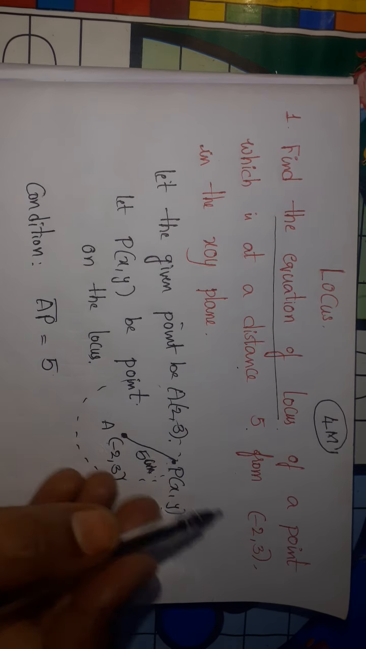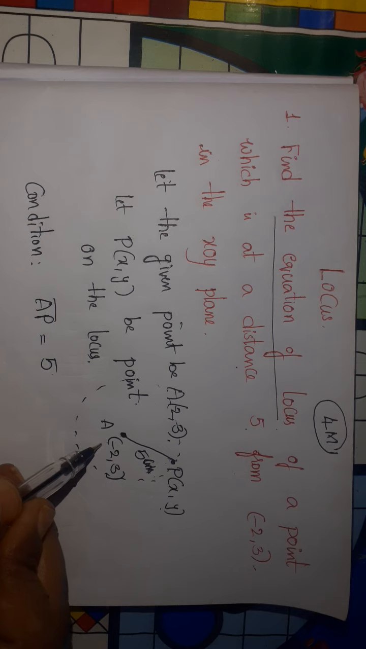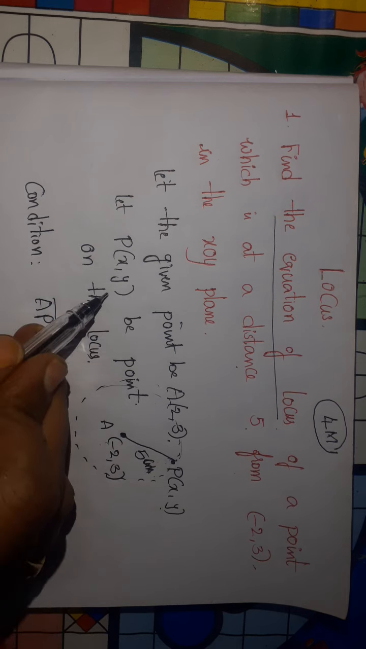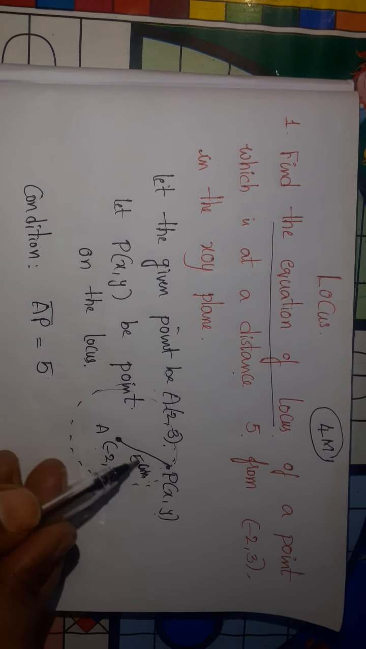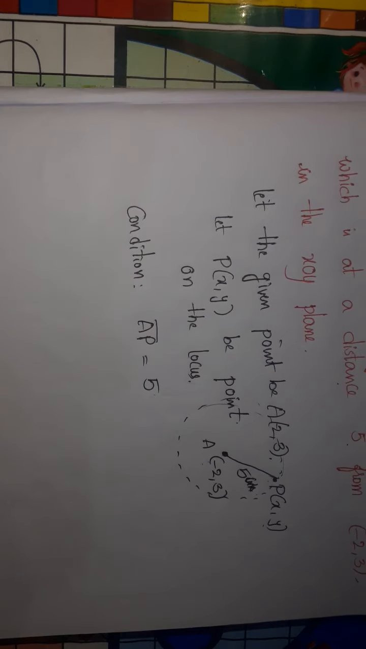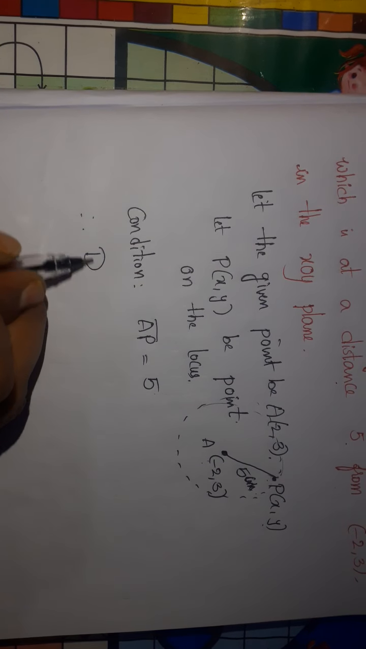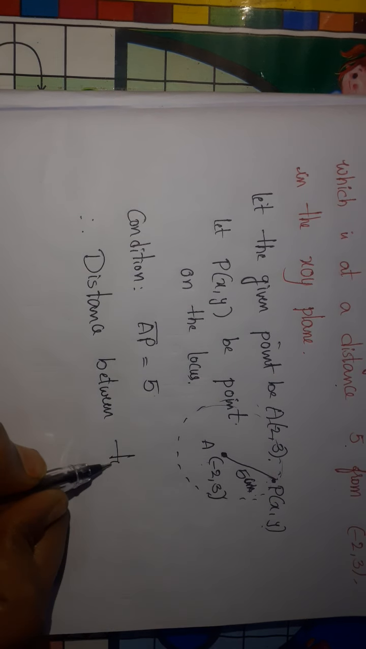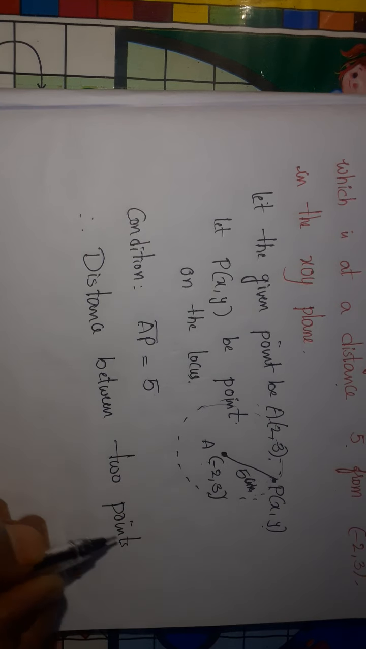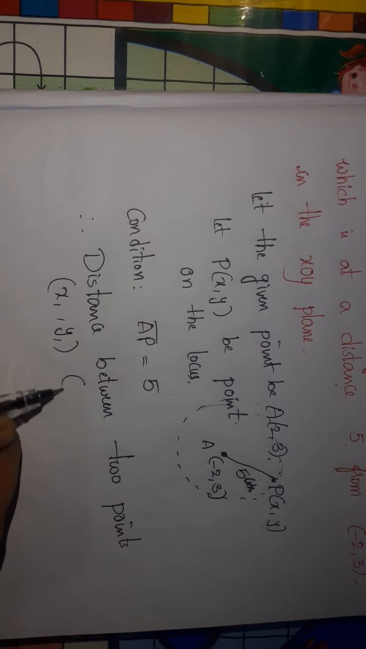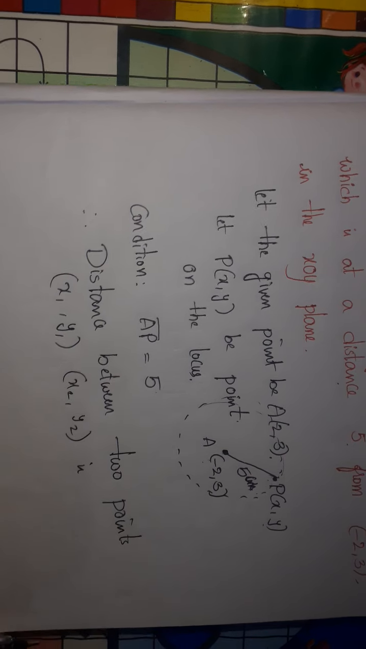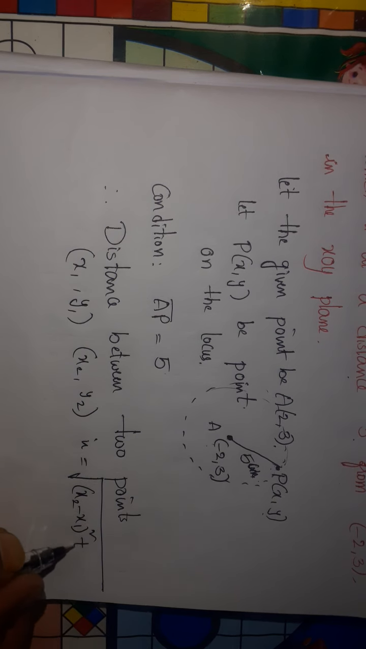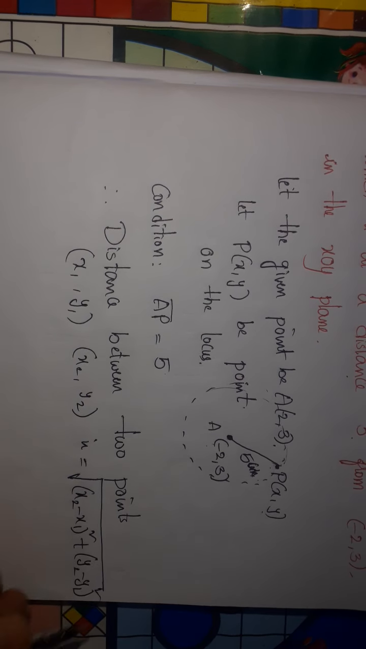This is the known thing from this data. I am letting the given point A be (-2, 3), and the point on the locus I am considering as P(x, y). And now what is the condition? We know AP is equal to 5. So from this we can solve. What is the distance between 2 points? Distance between 2 points (x1, y1), (x2, y2) is the square root of (x2 minus x1) whole square plus (y2 minus y1) whole square.